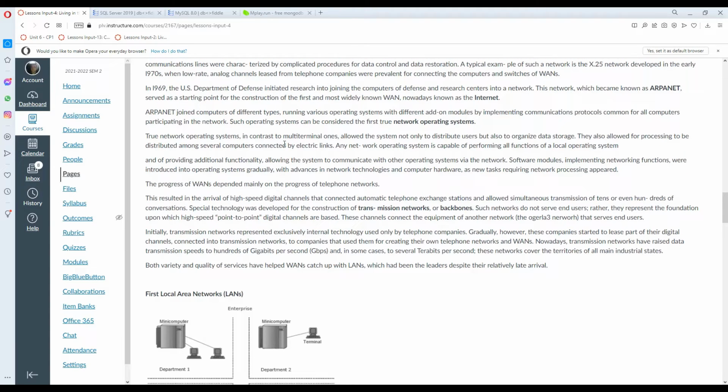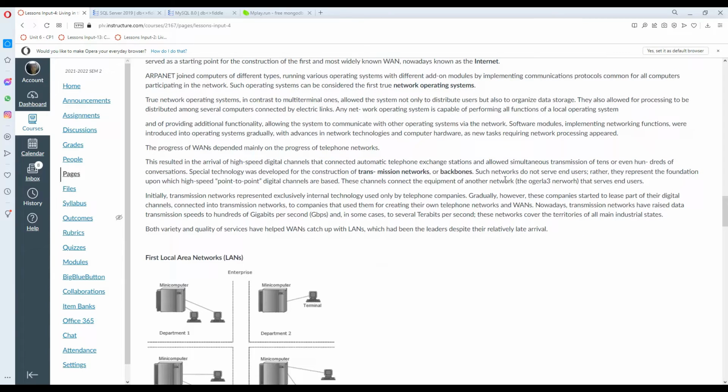True network operating systems, in contrast to multi-terminal ones, allow the system not only to distribute users but also to organize data storage. They allowed for processing to be distributed among several computers connected by electric links. Any network operating system is capable of performing all functions of a local operating system and of providing additional functionality, allowing the system to communicate with other operating systems via the network. Software modules implementing network functions were introduced into operating systems gradually with advances in network technologies and computer hardware, as tasks required network processing.